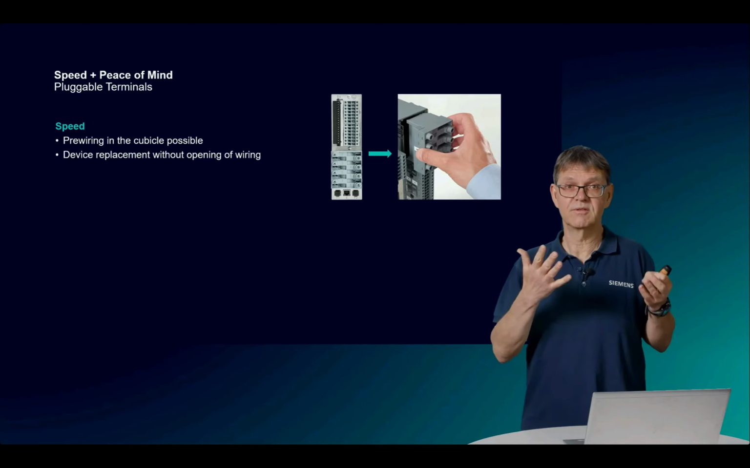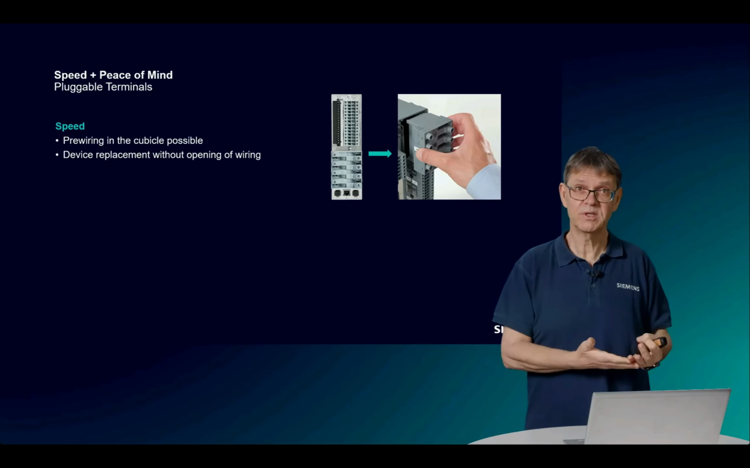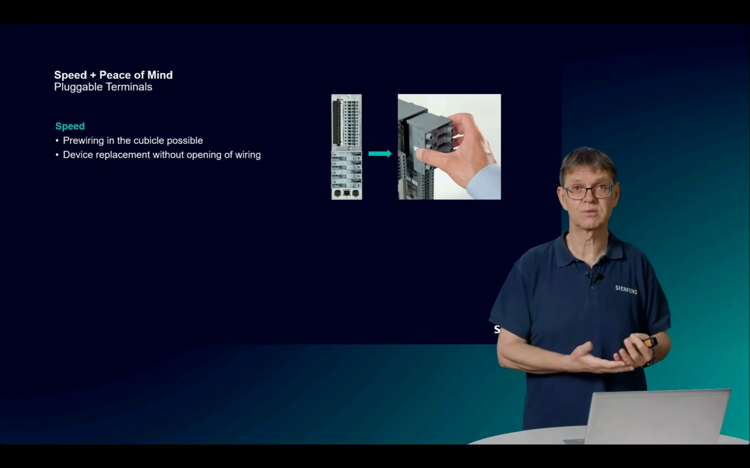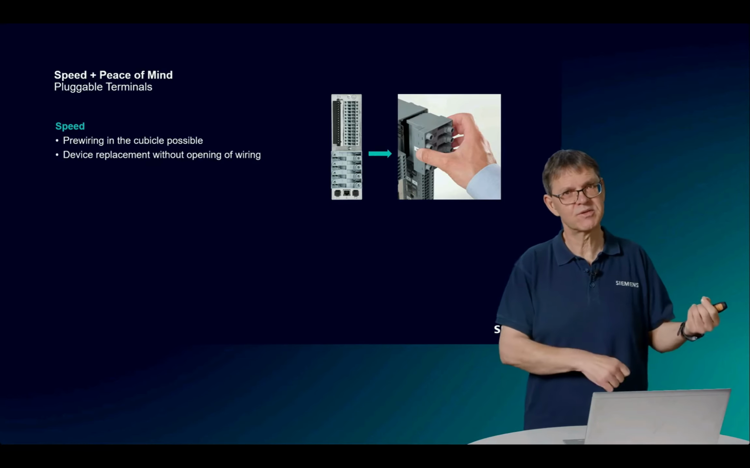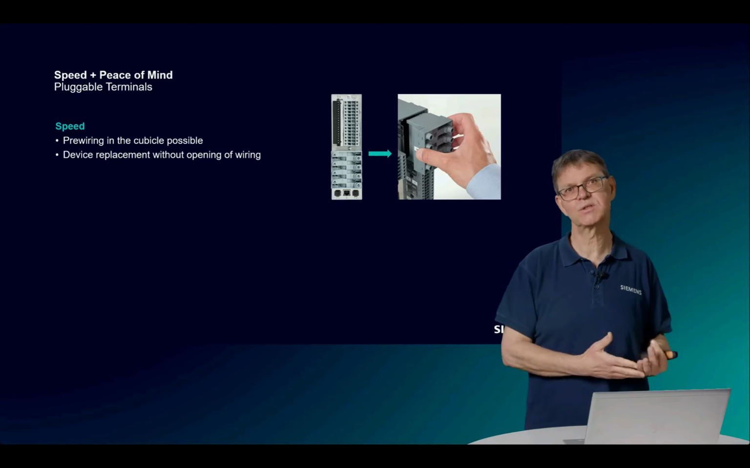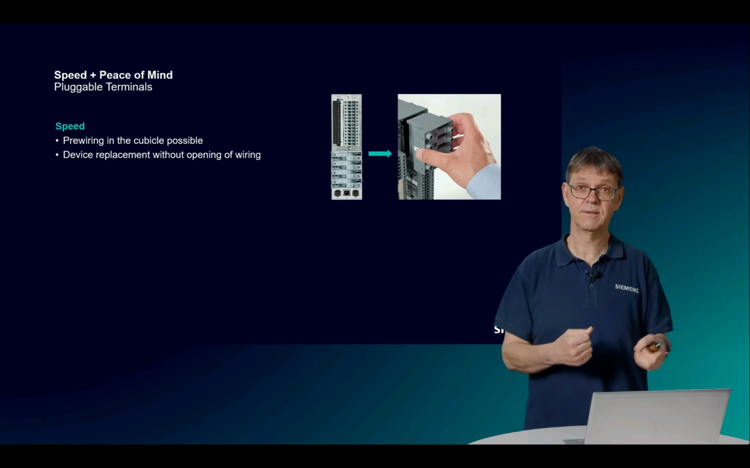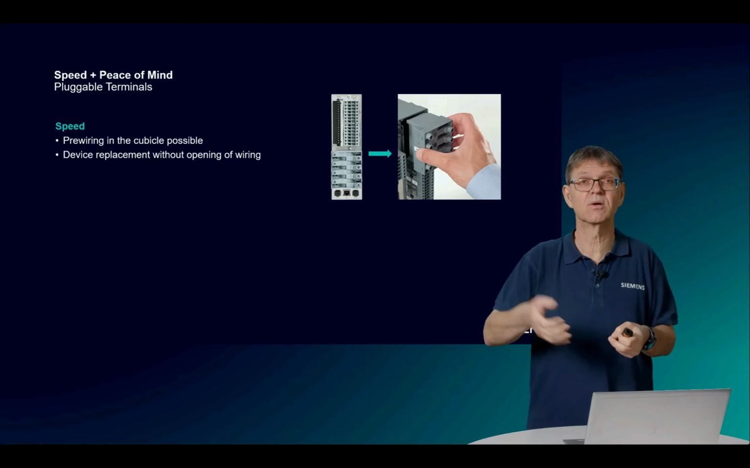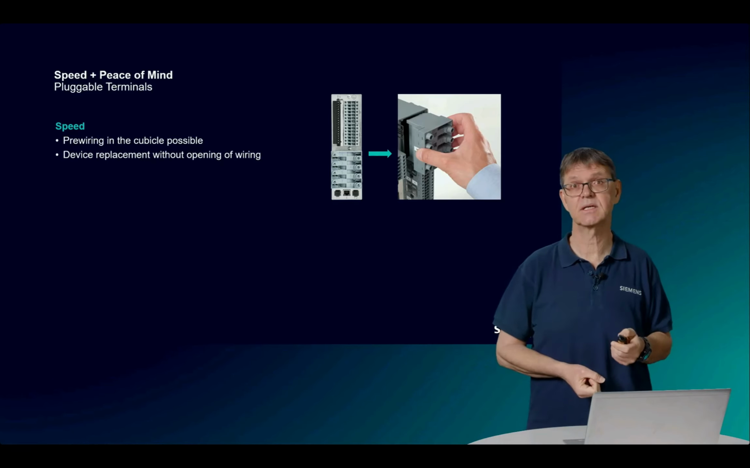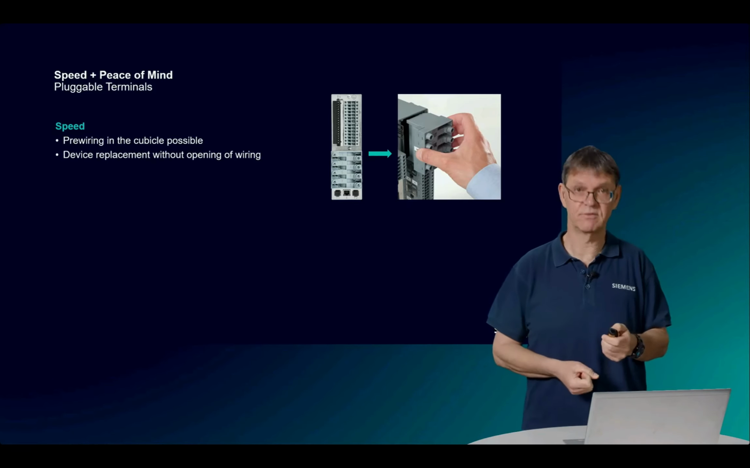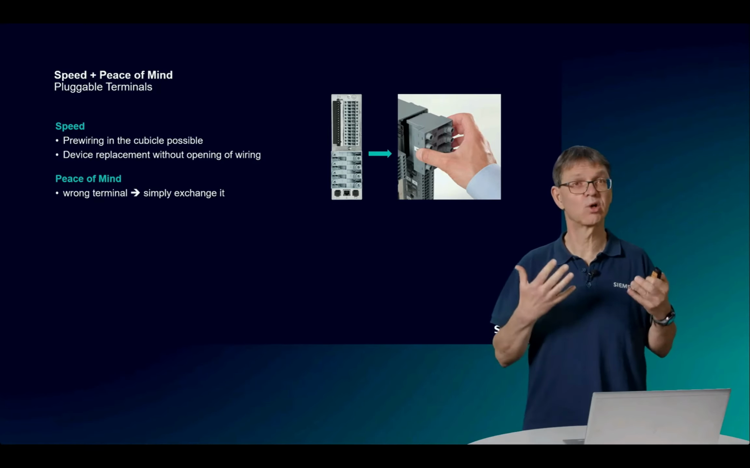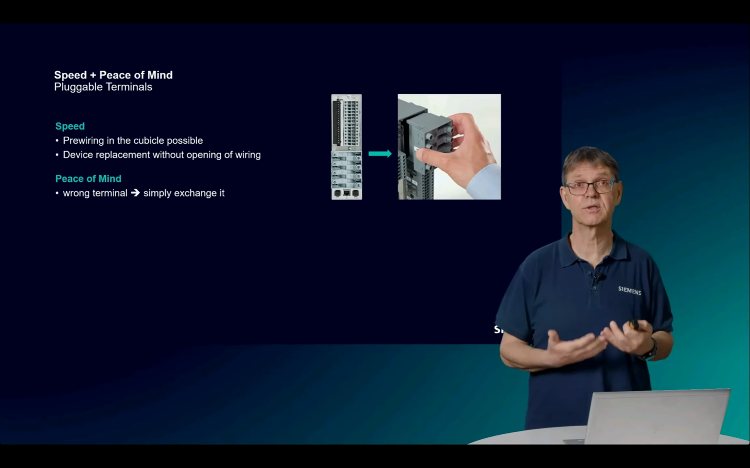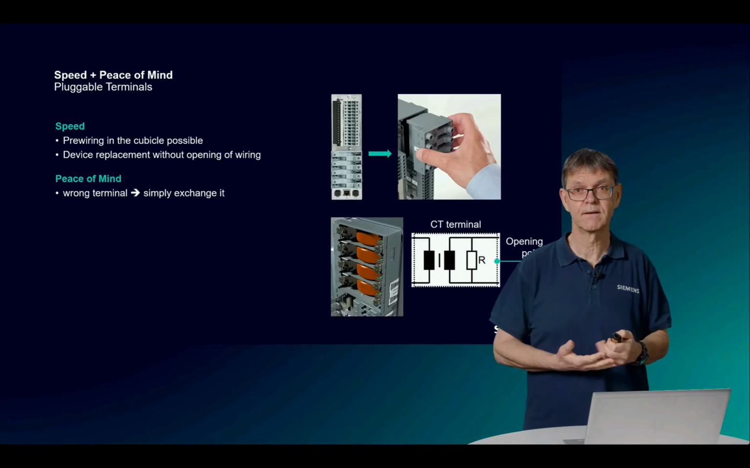Another point, device replacement without opening of the wiring, very important. Also, this is like speed. You don't need to open the wiring and make a new commissioning afterwards. You just click out the terminals, as you see here on the picture, on the right-hand side, and you can replace the device. So there is no full commissioning procedure necessary afterwards.